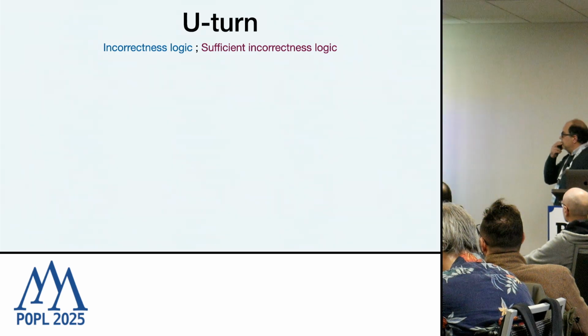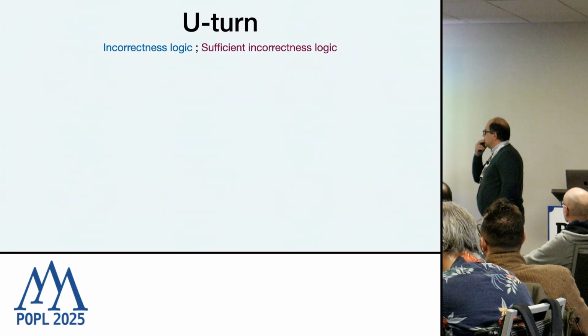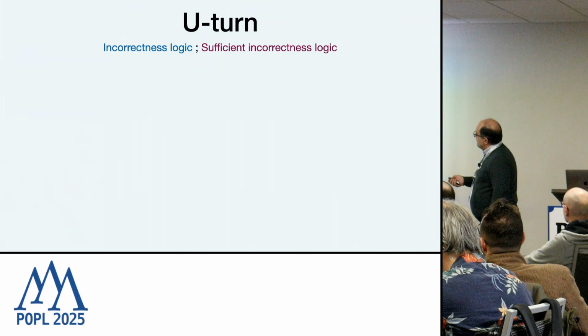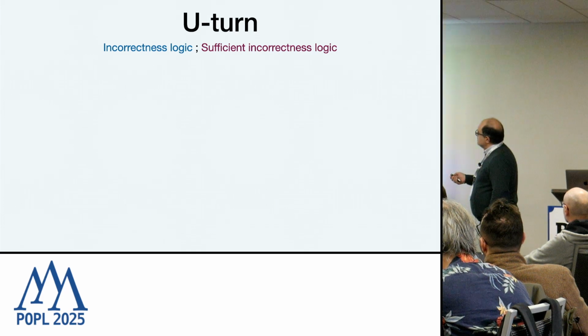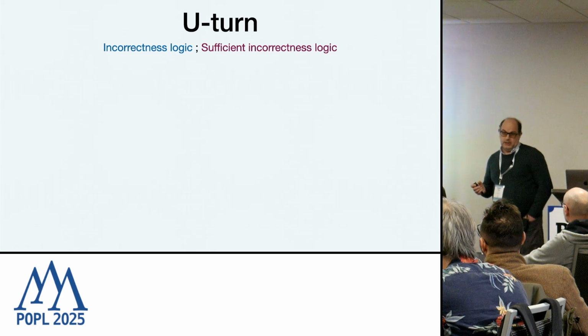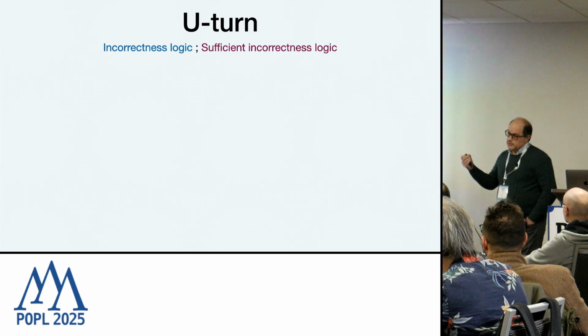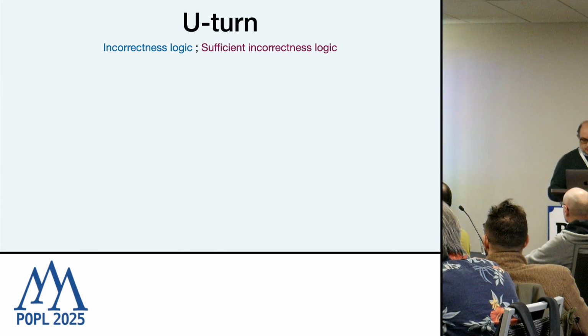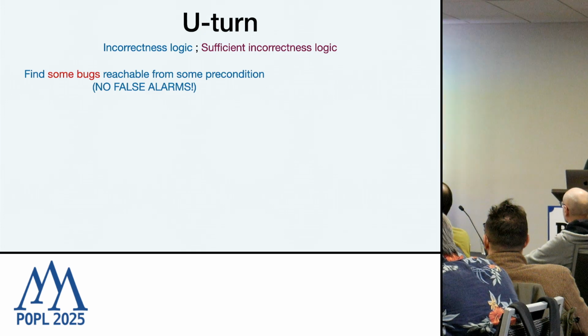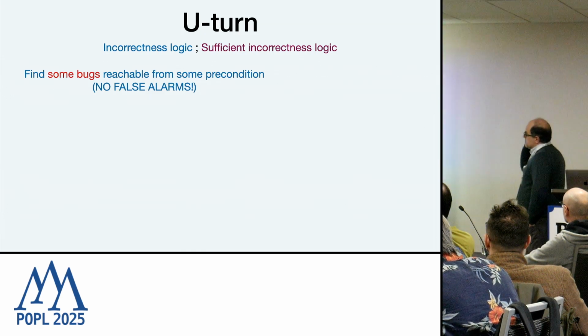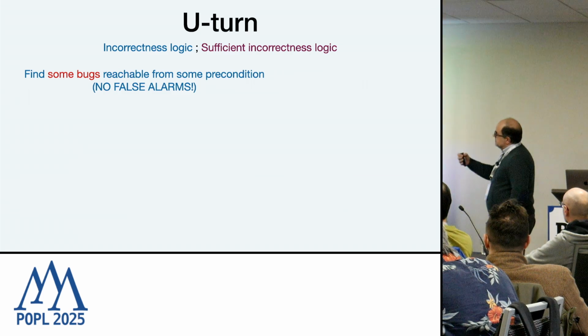Okay, so let me come to the core of the contribution. We aim to combine incorrectness reasoning with sufficient incorrectness logic. And you see there is a semicolon here because we compose them in this order. So the idea is to first prove that some bugs are reachable, starting from some precondition.